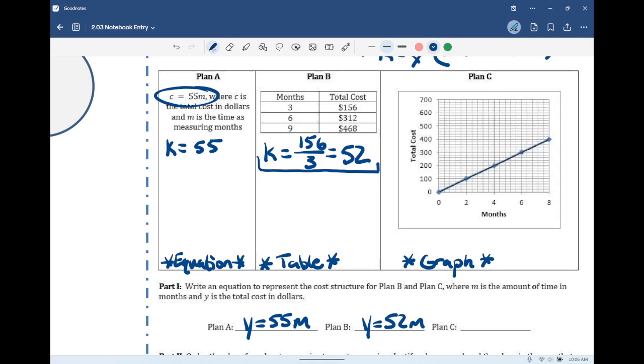When we talk about direct variations, that's actually the only number we use, and so it's the only thing that's going to change. And so now, let's take a look at Plan C. I have a graph, and so I need to be able to identify a coordinate point that works. And so, let's take this first point right here. Raise your hand. What is that coordinate point?